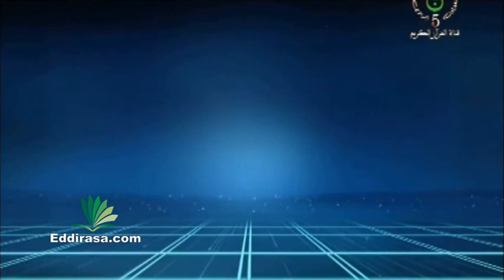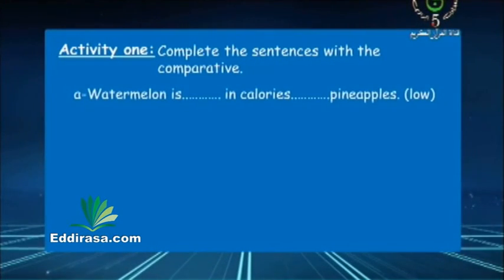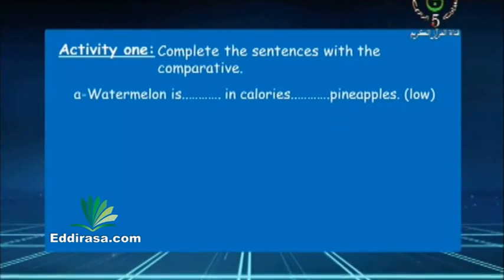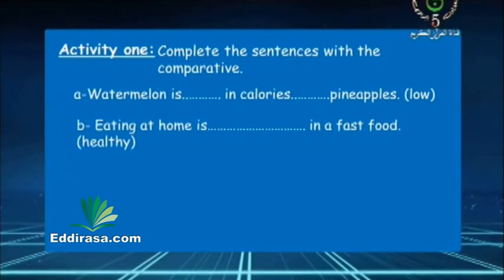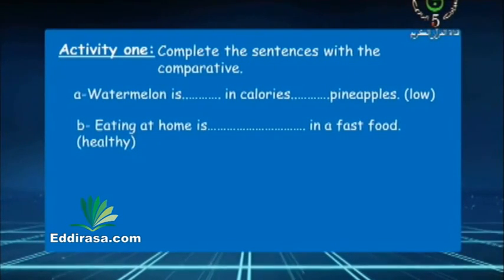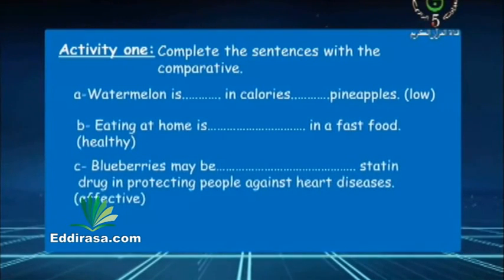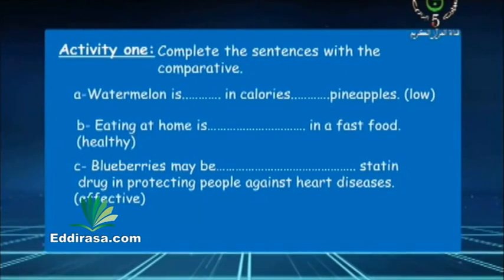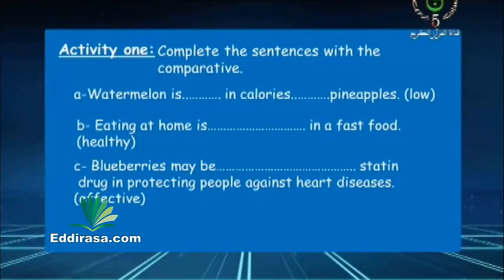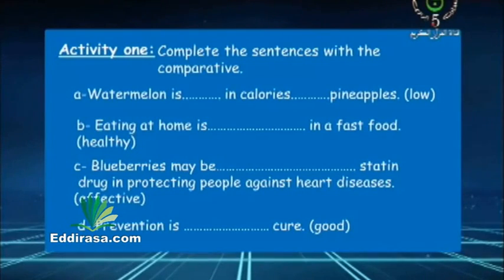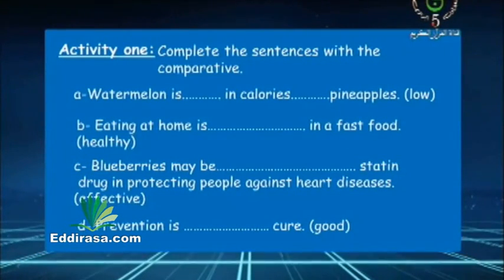Now, let's complete the sentences using the comparative. A. Watermelon is, in calories, pineapples. Here you have to use low. B. Eating at home is in a fast food. And here you have to use the adjective healthy. C. Blueberries may be statin drug in protecting people against heart diseases. And here you have to use effective. D. Prevention is cure. And here you have to use the right adjective or comparative of good.